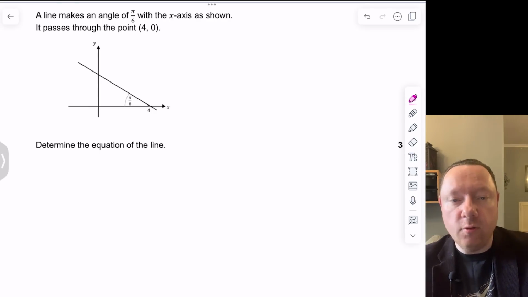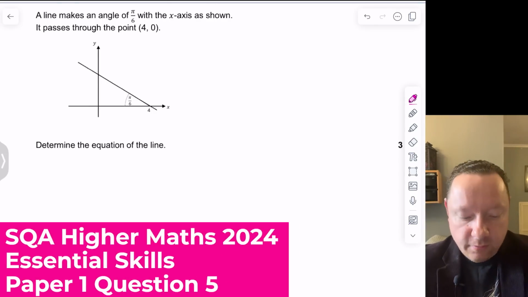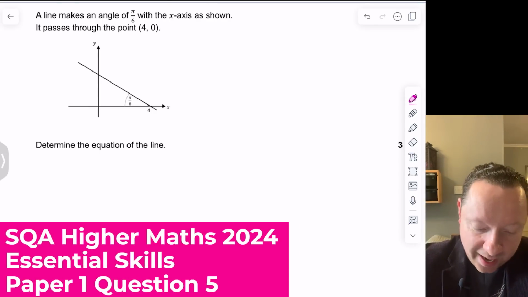SQA Higher Maths 2024 Paper 1 Essential Skills Question 5. A line makes an angle of pi over 6 with the x-axis as shown. It passes through 4, 0. Find the equation of the line.